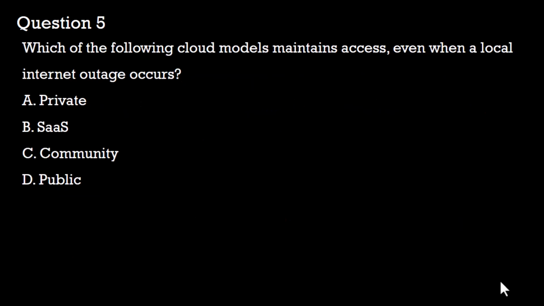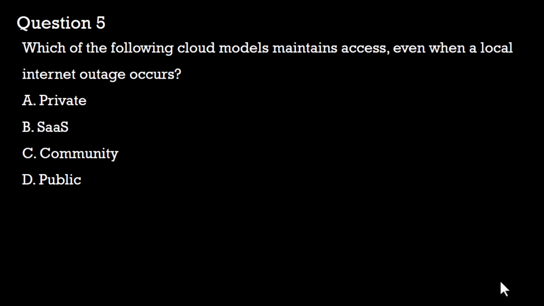Question 5. Which of the following cloud models maintains access even when a local internet outage occurs? A. Private. B. SaaS. C. Community. D. Public.